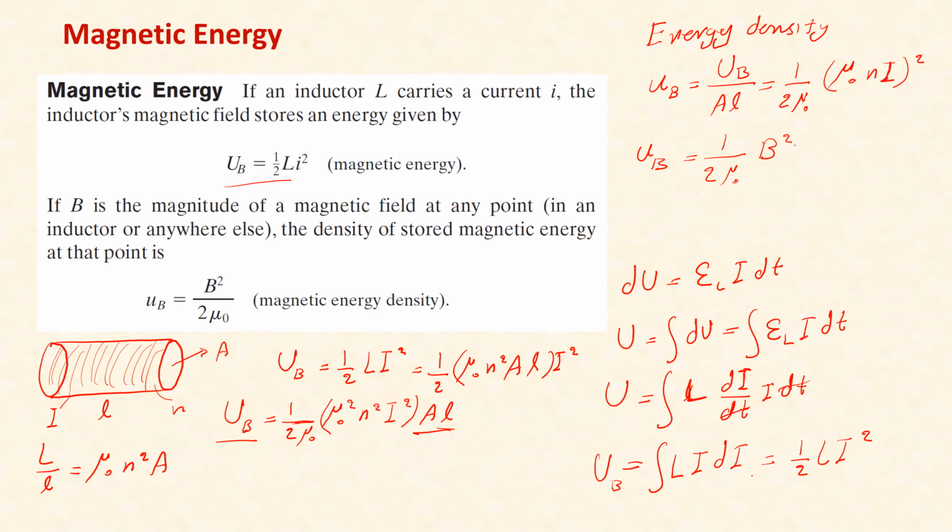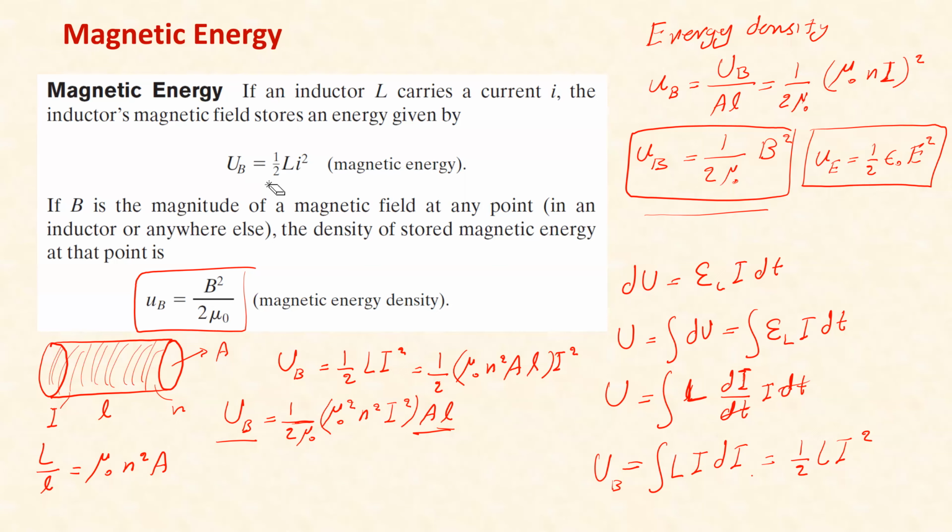And this is similar to what we found for the electric energy, 1/2 epsilon naught E squared. So when you have an electric field in space, you have electric energy density. When you have a magnetic field in space, you have magnetic energy density. So magnetic energy density is given by this formula. This is the derivation of this formula. All right. Any questions?